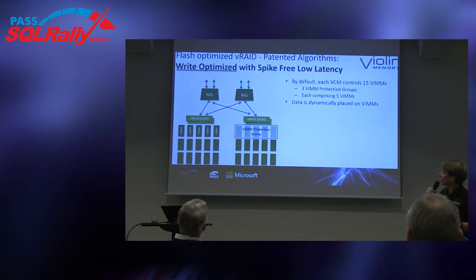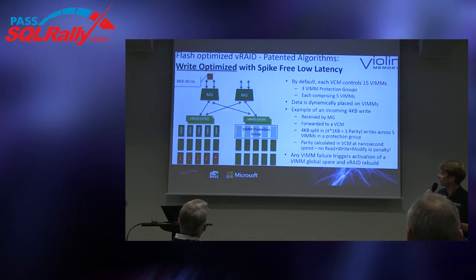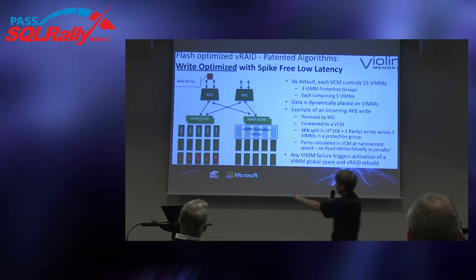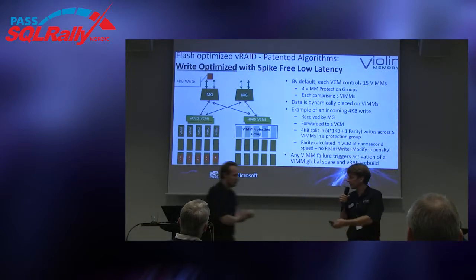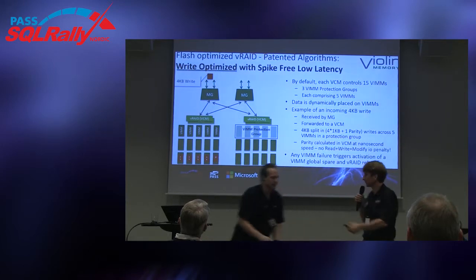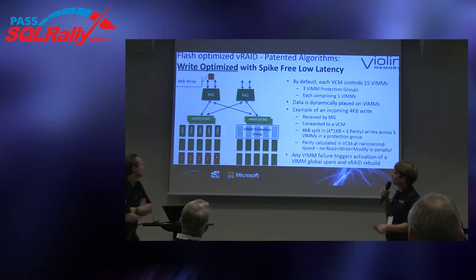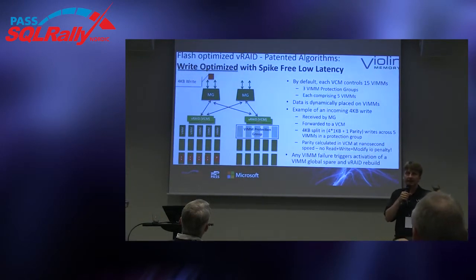So this is how we do write optimization. Let's say a 4K block comes into the array. It's split into 4 1K blocks, the red ones down there, and 1 parity. So we just split the write and acknowledge in DRAM, and we're done.